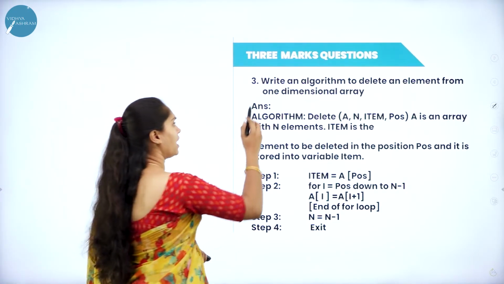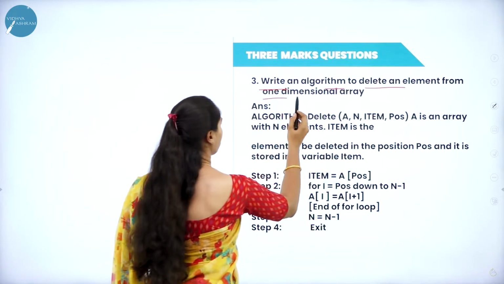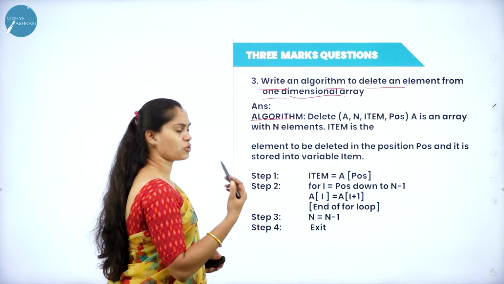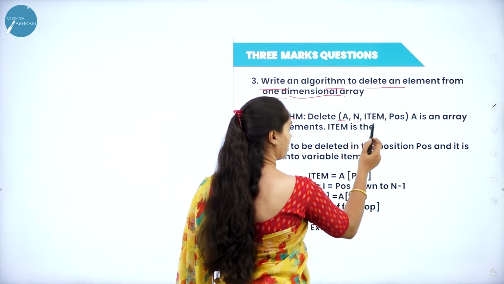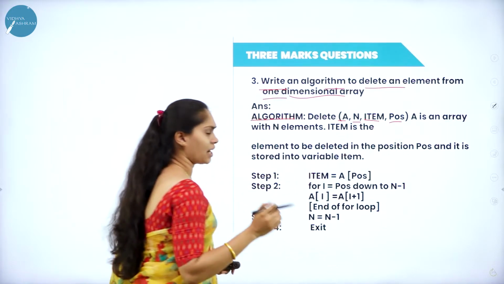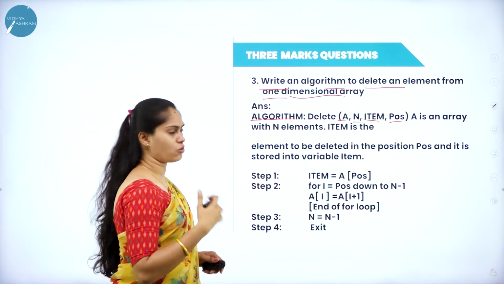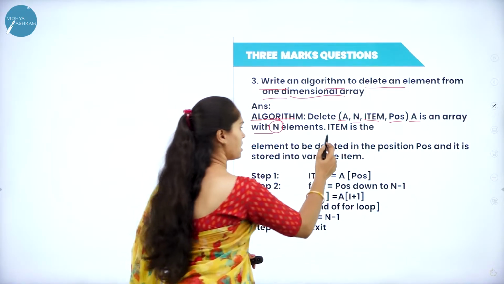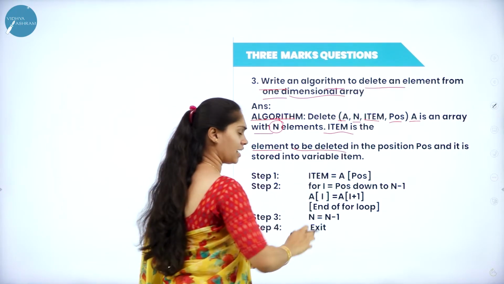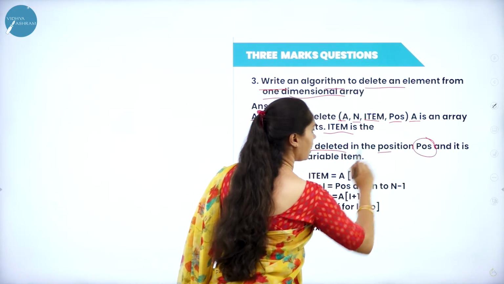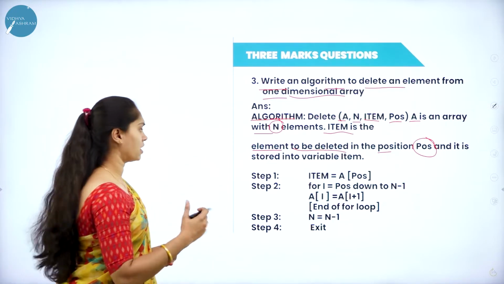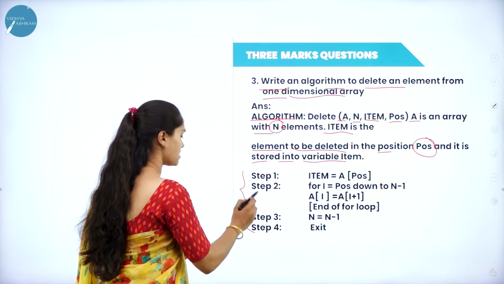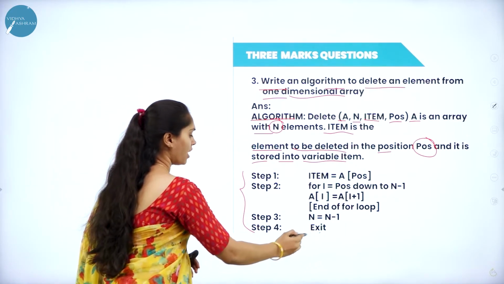Next question, write an algorithm to delete an element from a 1-dimensional array. As I told you, first you have to write this. In order to delete, what do I require? I require the array, the number of elements and the item, and I must know the position from where I want to delete. A is an array with n elements, that is the number of elements. Then item is the element to be deleted, in the position POS, and it is stored into the variable item. Then you have to mention its steps one by one. At last we are going to have exit.